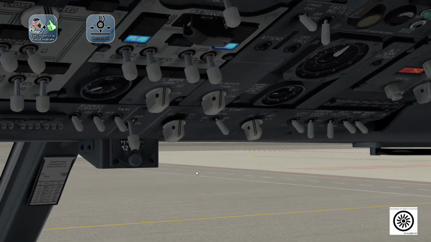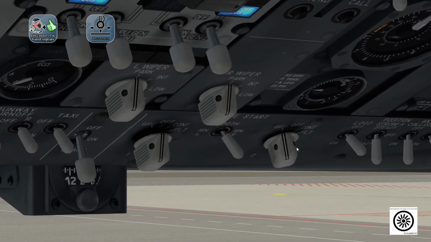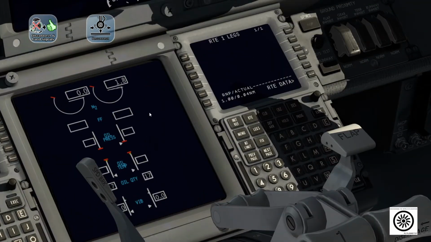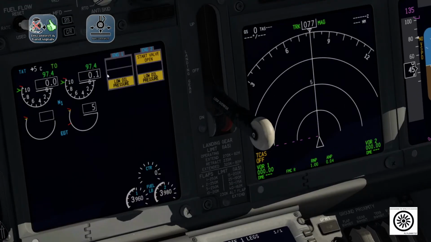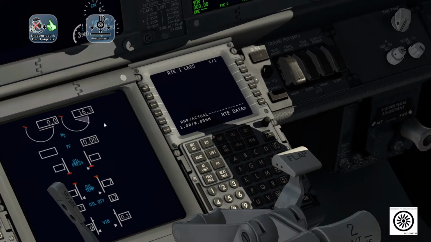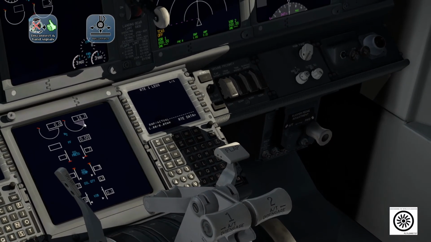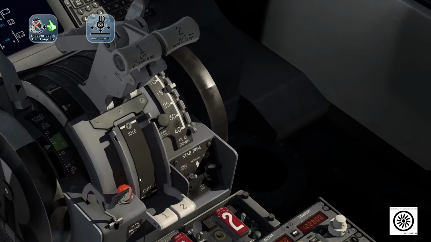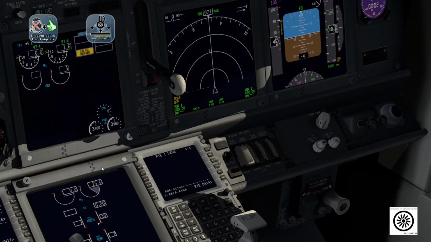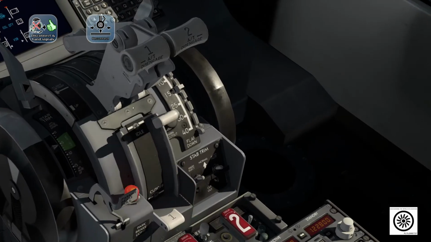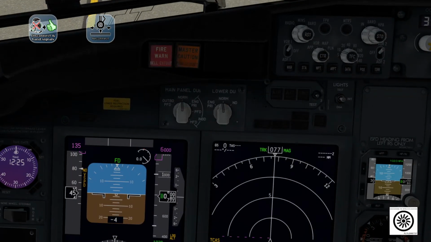So we move the engine start lever into the ground position. We have N2 rotation, we have N1 rotation, so that's good. We are waiting for 25% N2 before moving the engine start lever into the idle position. 25, we have idle and we time.